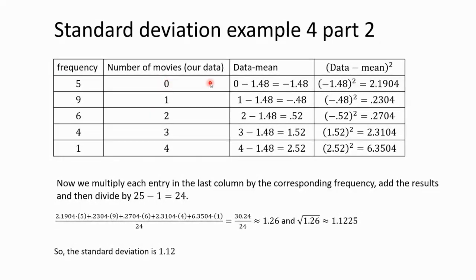And for each data value, you subtract the mean. So you have 0 minus 1.48, which in this case is negative 1.48. Okay? 1 is listed 9 times. Each one of those differences is 1 minus 1.48, which is negative 0.48. And same thing for 2, 3, and 4. And here, of course, as before, we're squaring each of these differences.